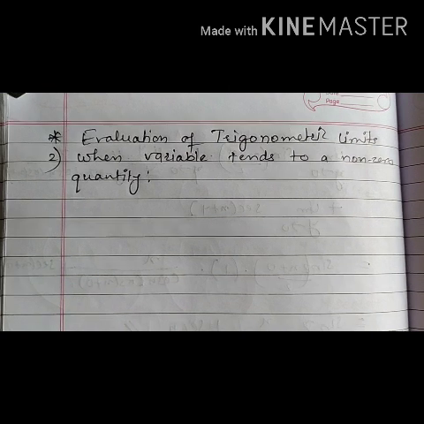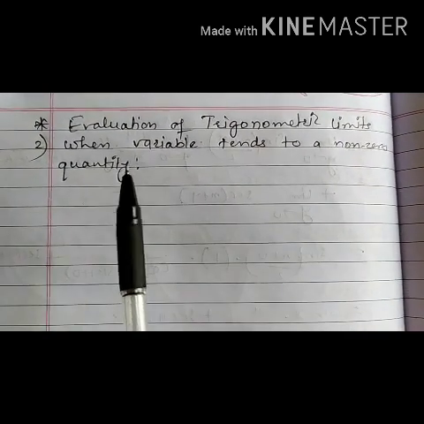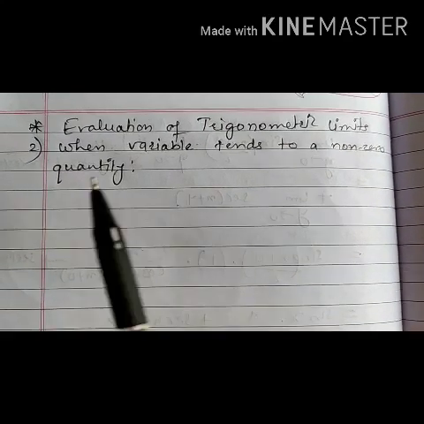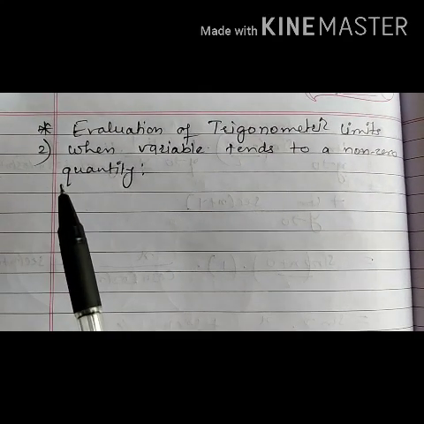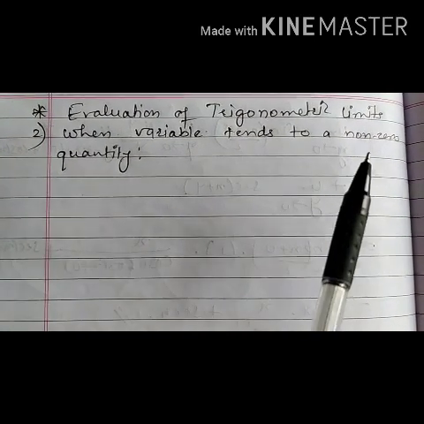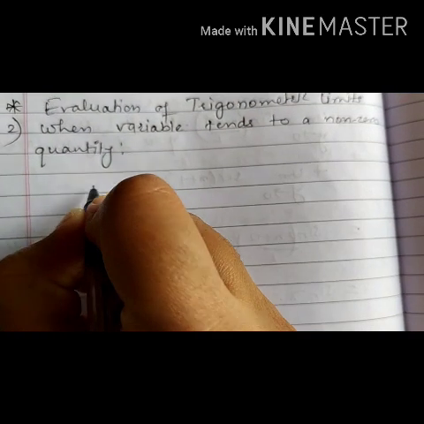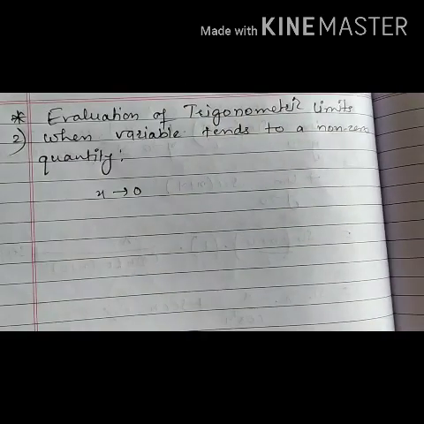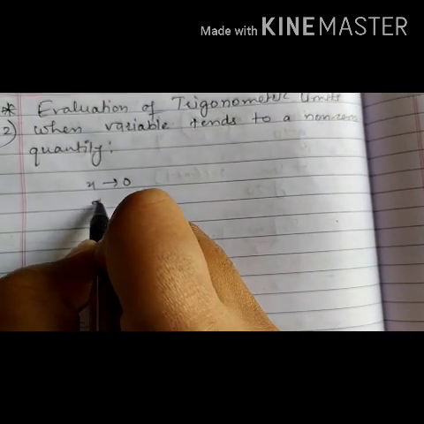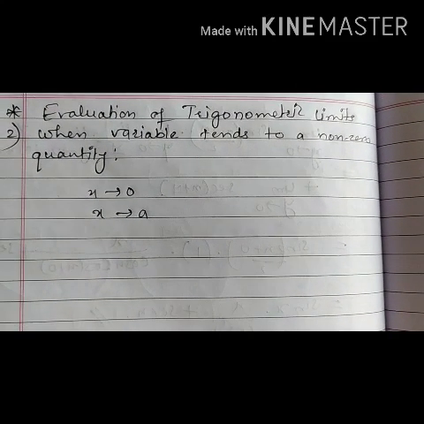Hello dear students, in the last video we have seen evaluation of trigonometric limits when variable tends to 0. Now the second type we will see is evaluation of trigonometric limits when variable tends to a non-zero quantity. We have discussed that when x tends to 0 we have solved the problems, but when x is tending to a, how do we solve such types of problems?